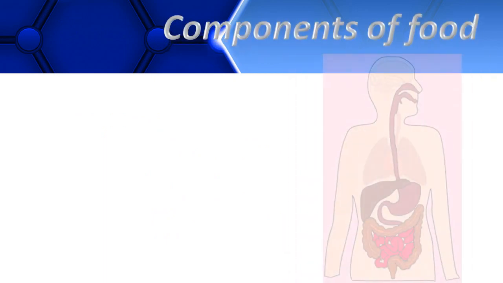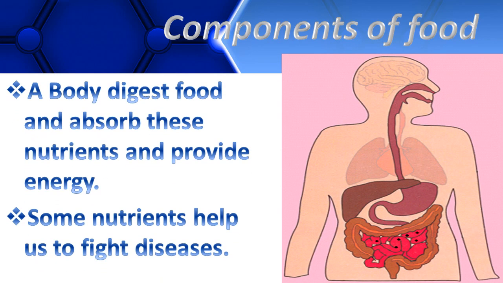How do these components of food help us? The body digests food and absorbs these nutrients and provides energy. Some nutrients help us to fight diseases.